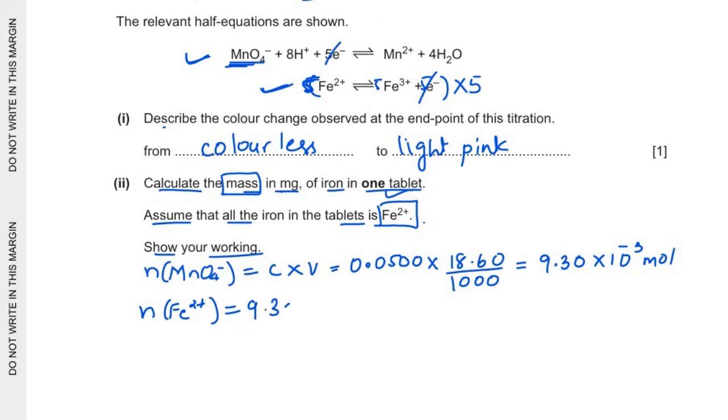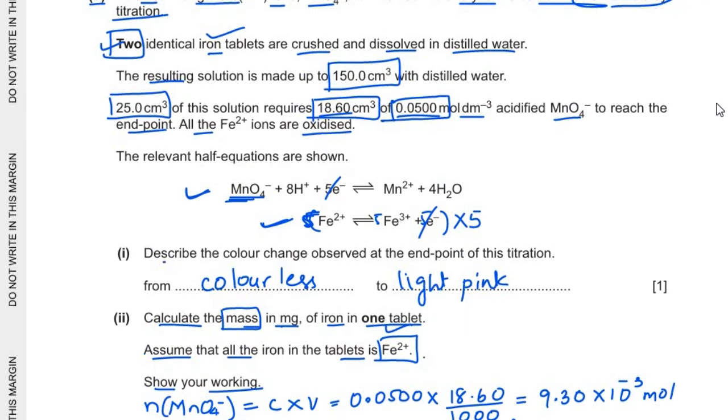So 9.30 × 10^-3 multiplied by 5 has to be done to get the moles of Fe2+. If we multiply this, we get 4.65 × 10^-3 moles. Yes, these are the moles of Fe2+, but understand this is just the titration value, and that titration value is just for 25 cm³ of the iron tablet solution, because we have calculated it with the help of titration.